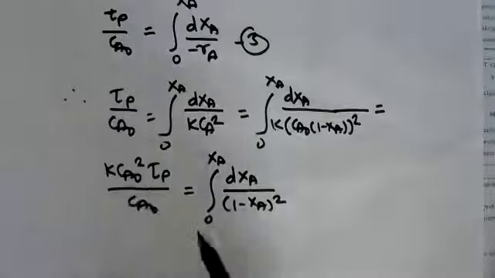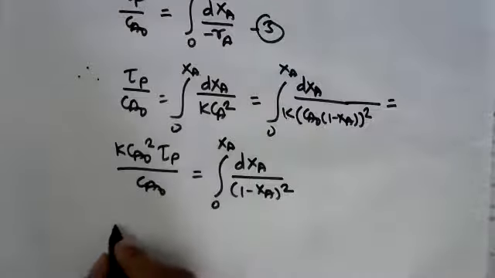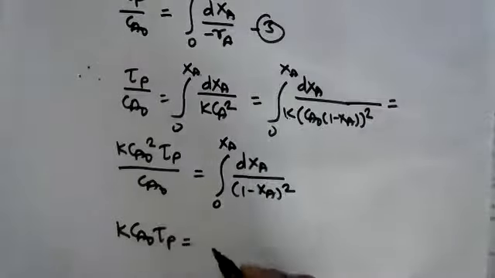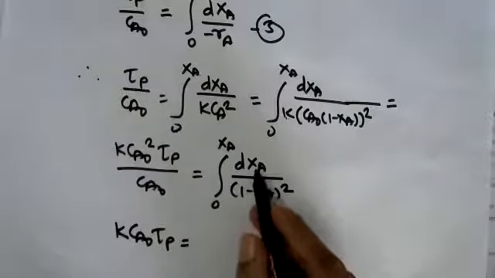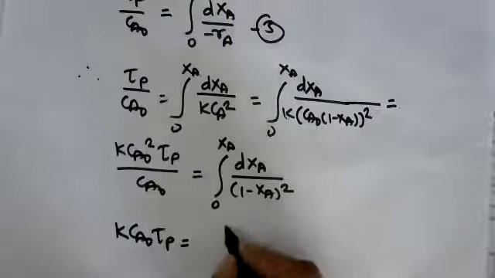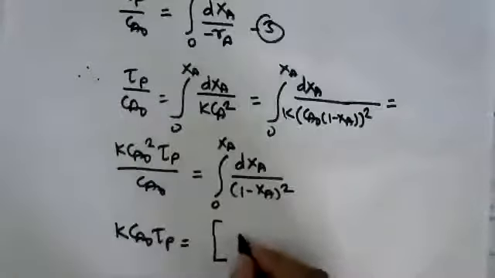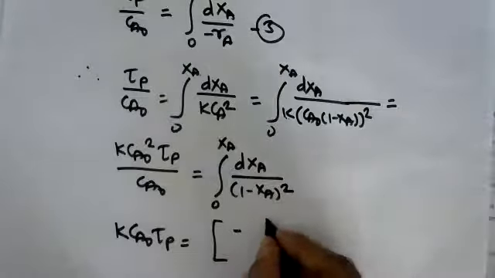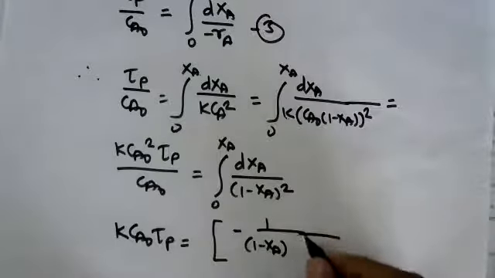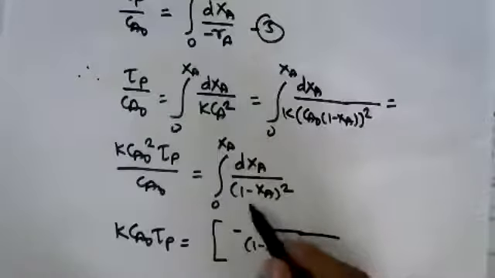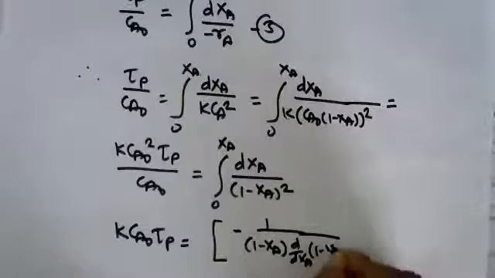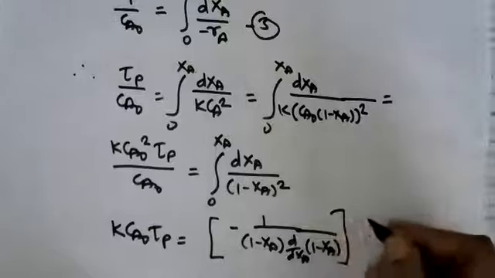So this one CA0 will get cancelled, and what you will get is k CA0 tau p. Now integration of dxa upon (1 minus xa) bracket square will be minus 1 upon 1 minus xa divided by the derivative of the composite function, that is d by dx of 1 minus xa.